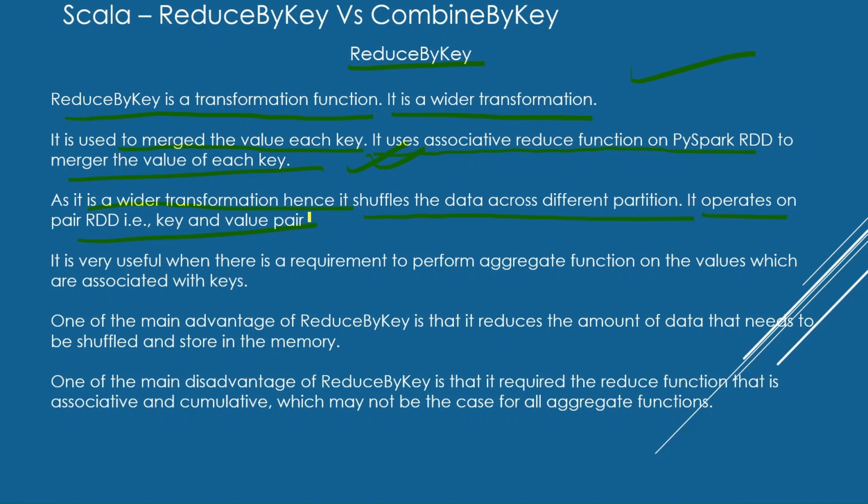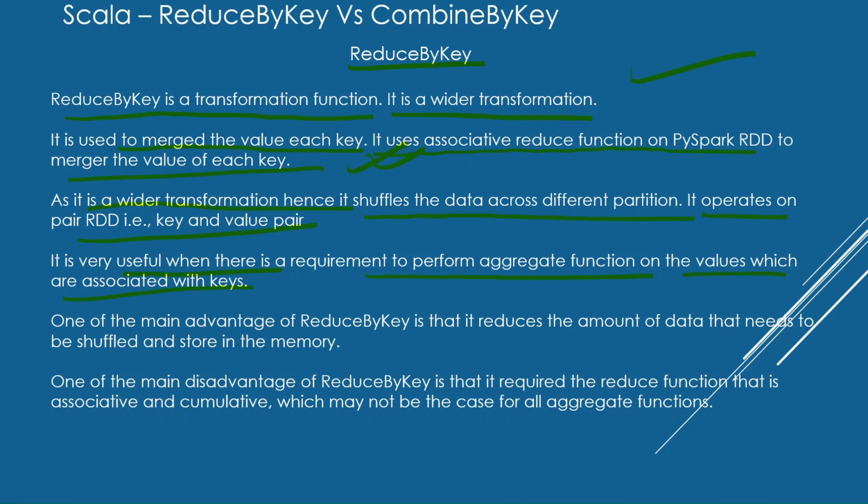So wider transformation, shuffling of data will happen across different partitions, but the best part is that the shuffling of the data across different partitions happens at the last stage of the transformation, and reduceByKey operates on the pair RDD, in which data is present in the form of key and value. So it is very useful when there is a requirement to perform an aggregate function on the values which are associated with a key.